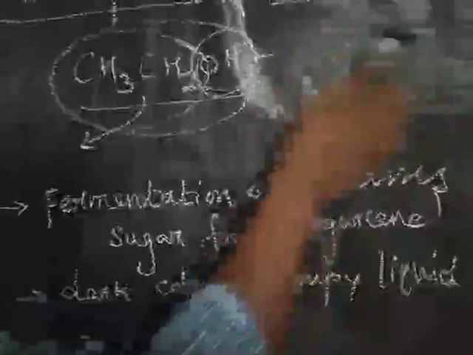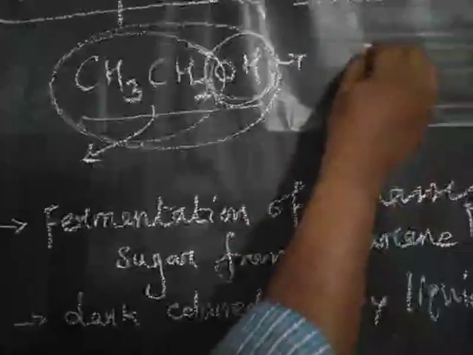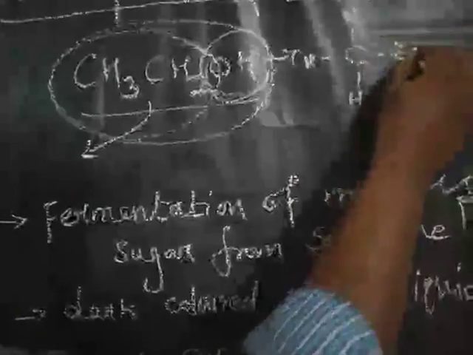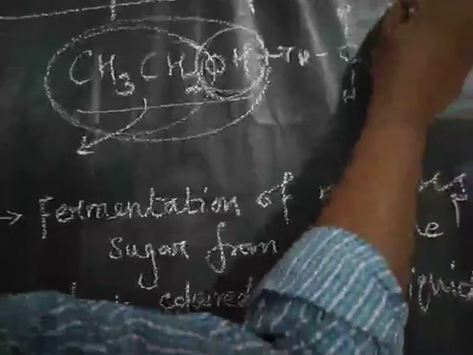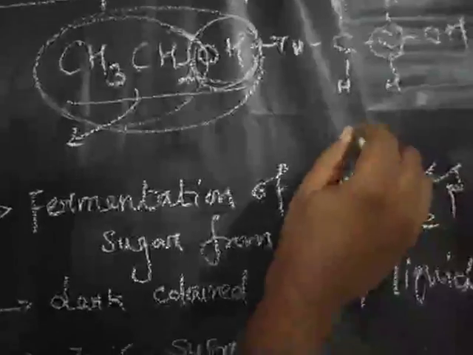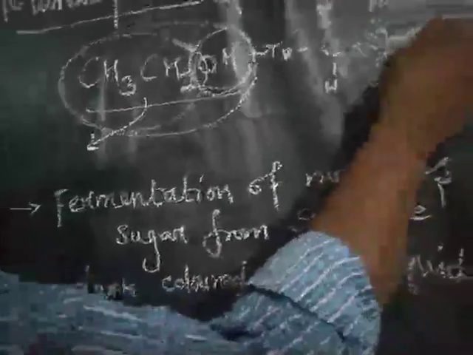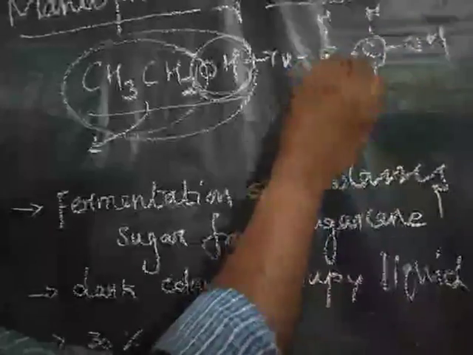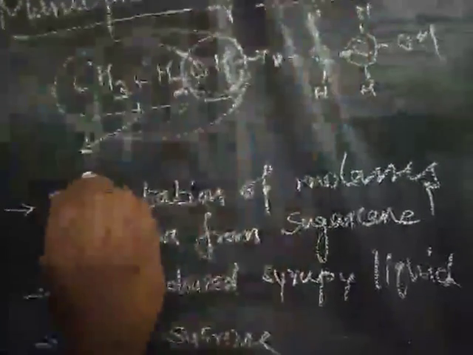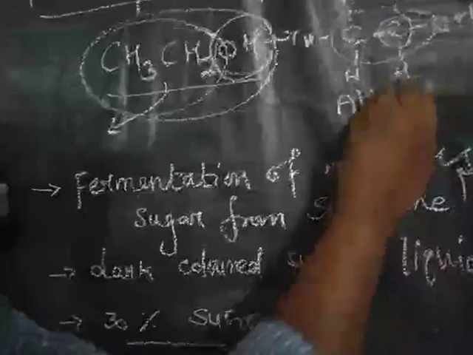Next, we have to write this structure in this way also. CH3 CH2 OH. Take this carbon. What is the valency of carbon? 4. Here one hydrogen, here one carbon, here one hydrogen, here one OH. The same way for this carbon also, carbon single bond, here hydrogen. Carbon single bond is called what series? Alkane series.